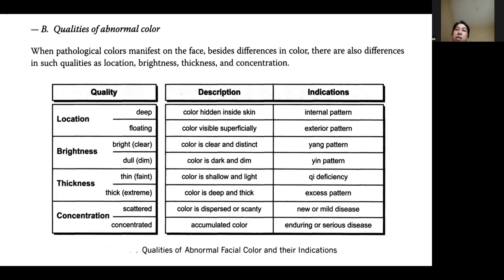The concentration, scattered and concentrated. The description is color is dispersed or scanty, and the indication of this is new or mild diseases. The description of accumulated color, the indication is injury or serious disease.